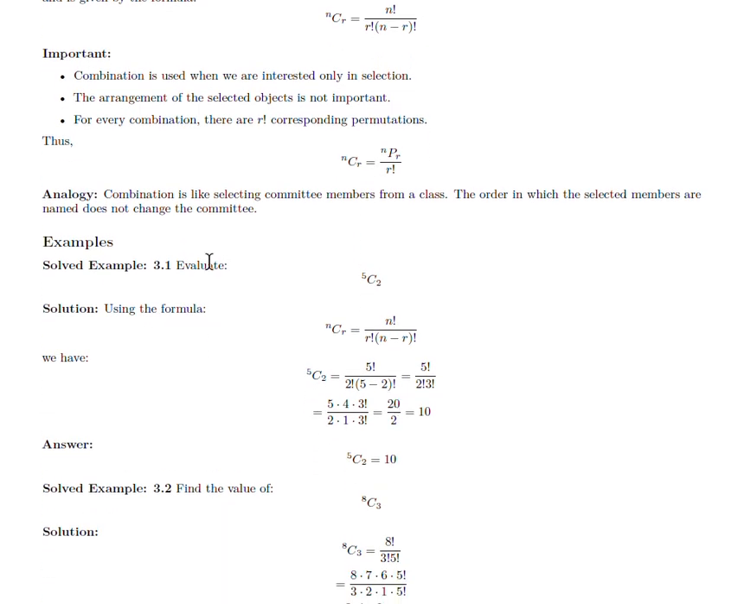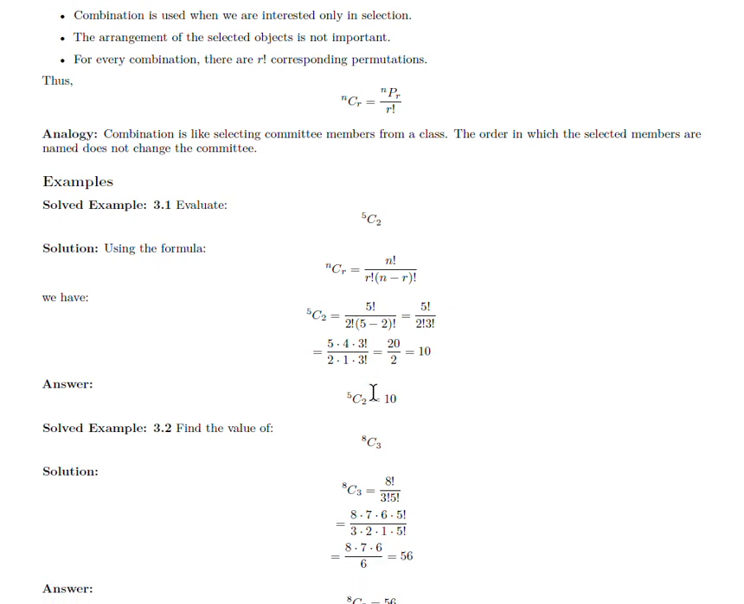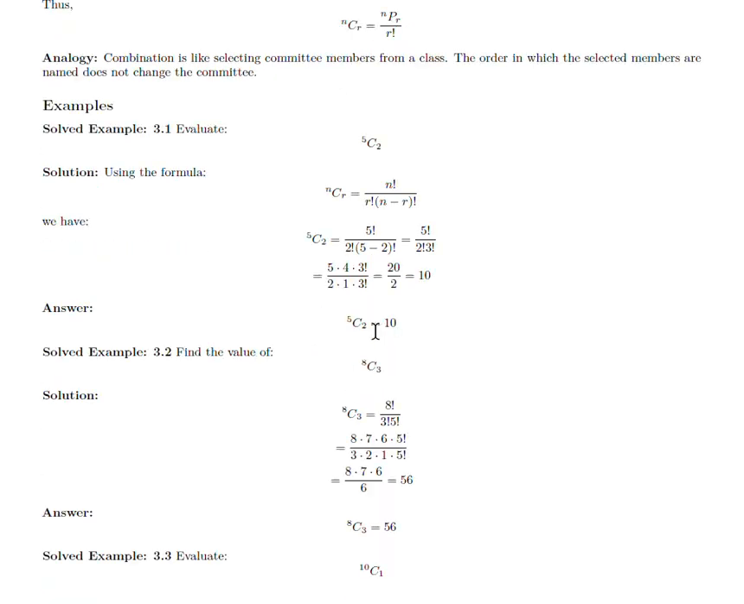For example, if we are to evaluate 5 combination 2, it means n is 5 in this case, R is 2, and so we'll sub them into the formula as n factorial over R factorial into n minus R factorial. That is 5 factorial over 2 factorial into 5 minus 2 factorial. 5 minus 2 factorial is 3 factorial, and so we have 5 factorial over 2 factorial times 3 factorial.